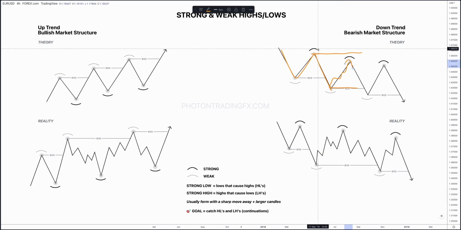And also because it's a strong structure. Why is it strong? It's strong because it broke this low. It caused a break of structure. That's why it's a strong high, okay? It's a high that caused a break of a low, right? And that's why in a bearish market, that strong structure is protected. It doesn't break. And we see that series of lower lows and lower highs, right? And the lows are weak because they don't break any structure to the upside. So that's why they keep being targeted and we protect the highs.